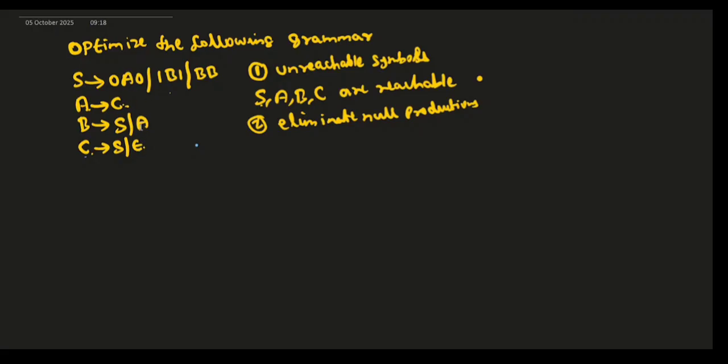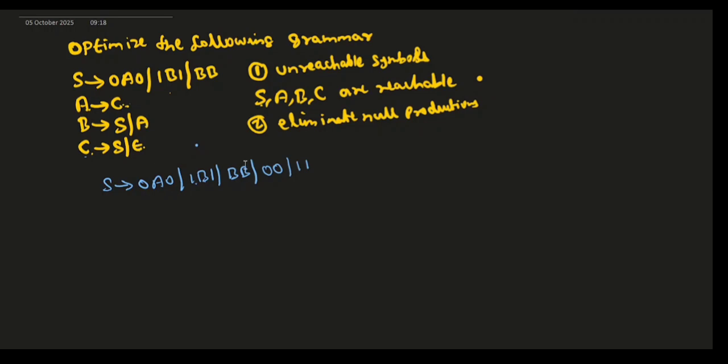Similarly, B is generating A, A can generate C and C can generate epsilon. So we can substitute epsilon for both A and B also. Now we will rewrite this grammar. S tends to 0 A 0, 1 B 1, and B B. When we substitute epsilon in A, we will get 0 0 as an output. When we substitute epsilon in B, we will get 1 1 as an output.